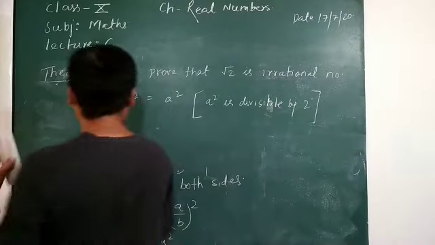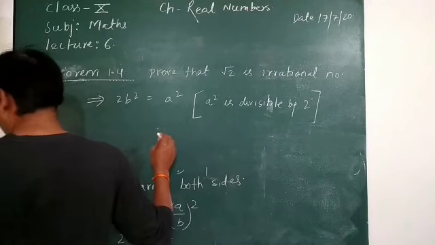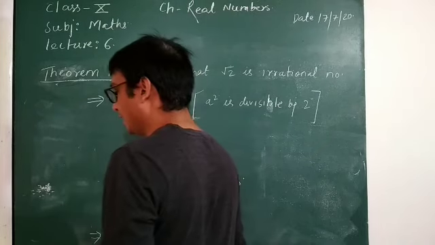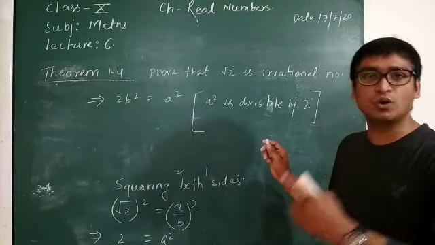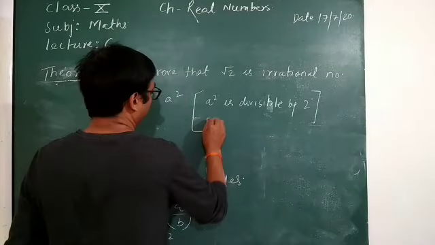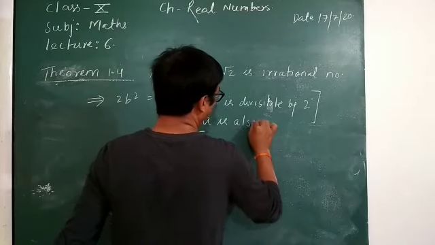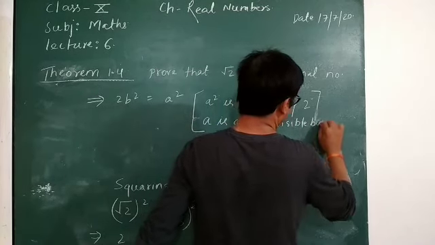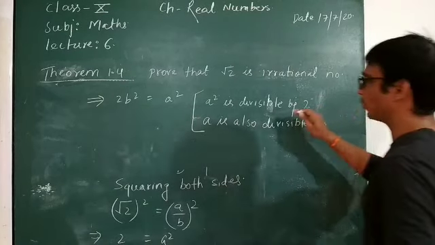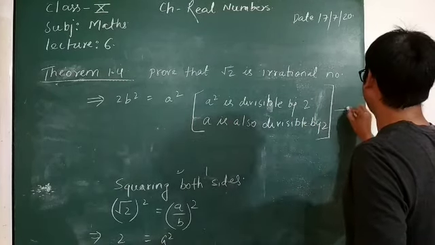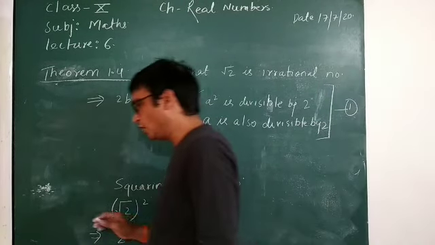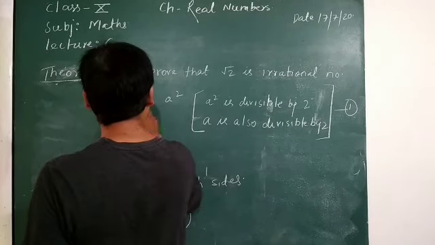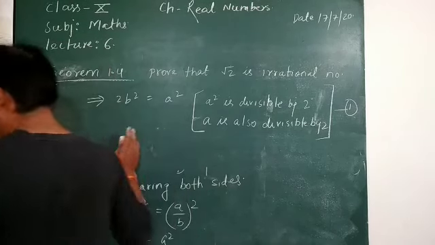In a similar way, since a square is divisible by 2, a is also divisible by 2. This is theorem 1.3 we are using over here. So we can take it as equation 1. Here we have taken 2b square is equal to a square, and this is now equation 1.